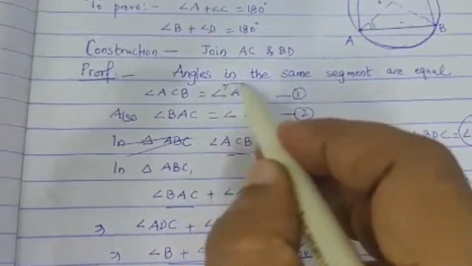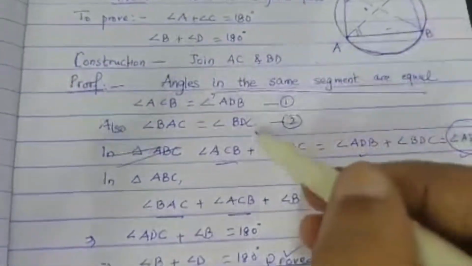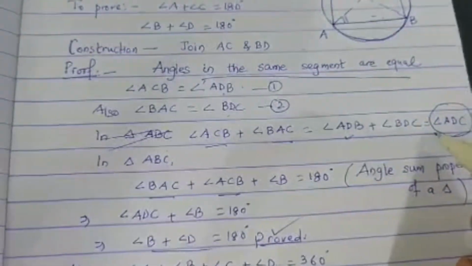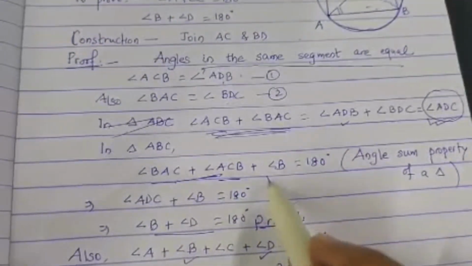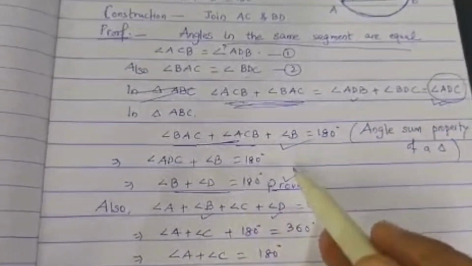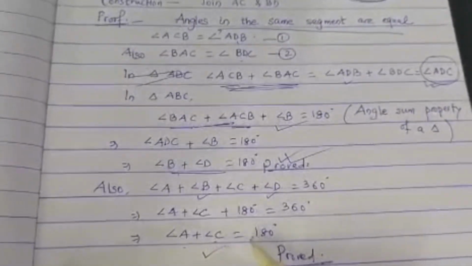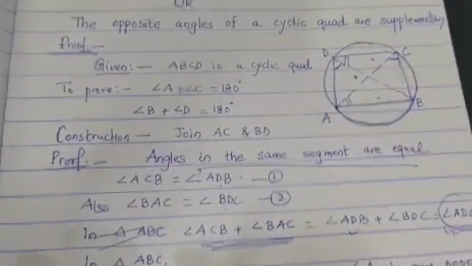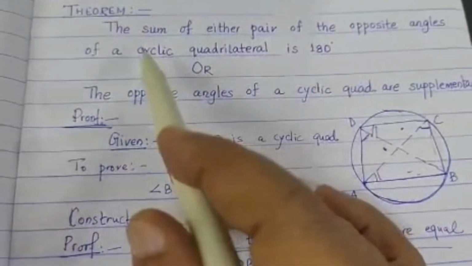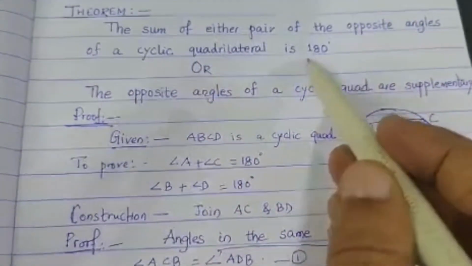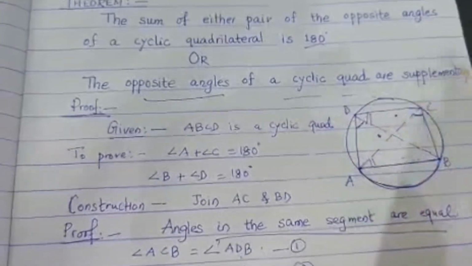We are using this theorem, angles in the same segment are equal. First we use this segment, then this segment, and we add these two angles, and we get angle D after the addition. We put this angle D in the angle sum property of a triangle, and we are able to prove angle B plus angle D equal to 180 degrees and angle A plus angle C equal to 180 degrees. So this is an important theorem. We have to remember it always. That is, the sum of either pair of opposite angles of a cyclic quadrilateral is 180 degrees, or in other words, the opposite angles of a cyclic quadrilateral are supplementary.